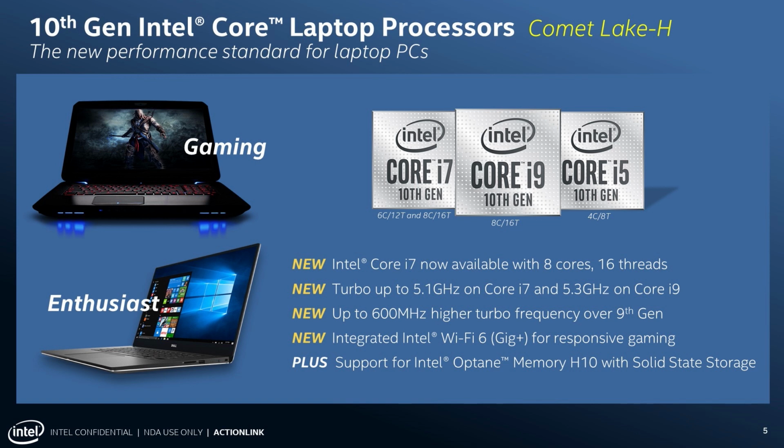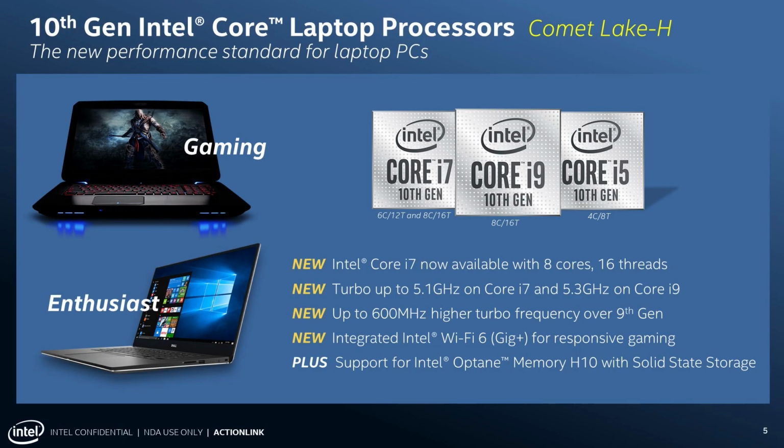And also, we have this new 8-core part in the Core i7. It turbos up to 5.1 gigahertz. So now you have a Core i7 mobile part that goes over 5 gigahertz, the Core i9 to 5.3 gigahertz. Guys, that's 600 megahertz faster than 9th gen. So big improvements in performance that you're seeing from this family. Again, we've integrated Wi-Fi 6, so it's for the modern home. Wi-Fi 6 is, again, if you get a core processor, it really should be paired with Wi-Fi 6 moving forward.